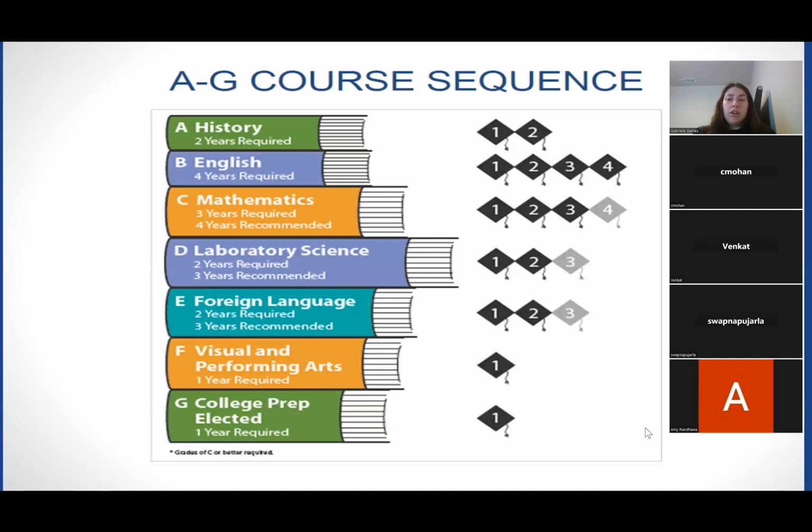This is just another way of looking at it to help with understanding the A to G requirements. 2 years of history required, 4 years of English, math again, 3 years required, 4 years recommended. Laboratory science, 2 years are required, 3 recommended. Foreign language, 2 years required, 3 recommended. Visual and performing art, you need that 1 year. And then college prep elective, you'll need 1 year as well.